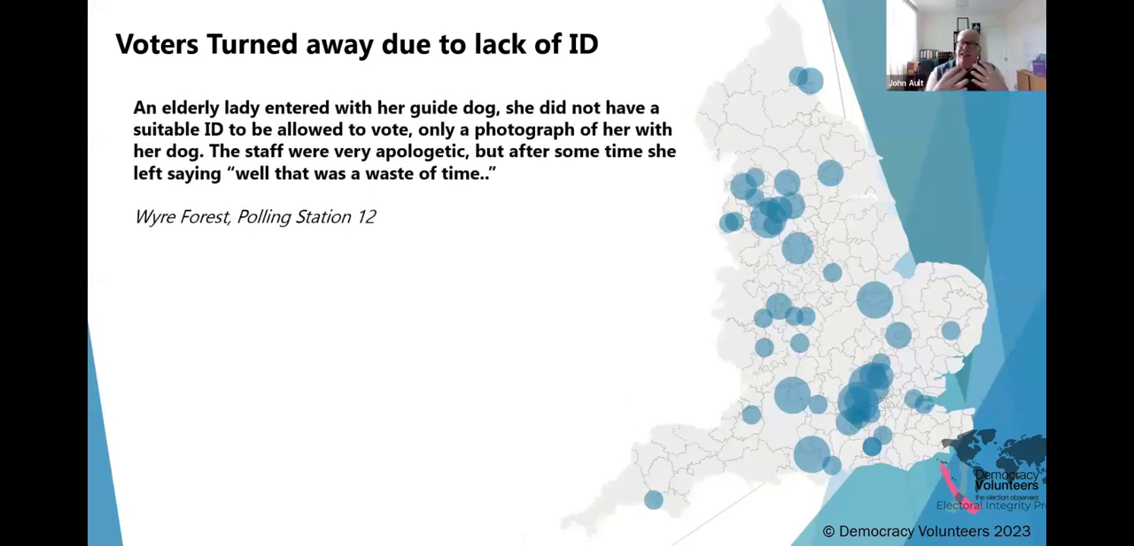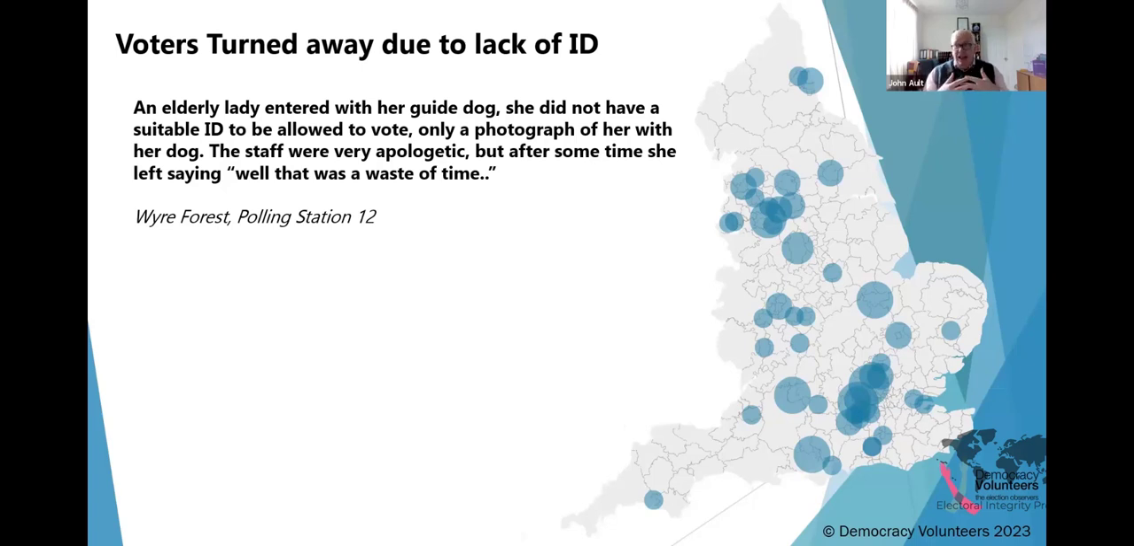Some of the detail behind this: this is a polling station I was in myself in Wyre Forest in the Midlands. Who are these policies actually impacting? An elderly lady entered with a guide dog. So obviously she doesn't have a driving licence. She's not been abroad in years, she said. She didn't have suitable ID. The staff were very apologetic, but after some time she simply left because she was in her 80s. She'd always voted and was excluded because of this policy.